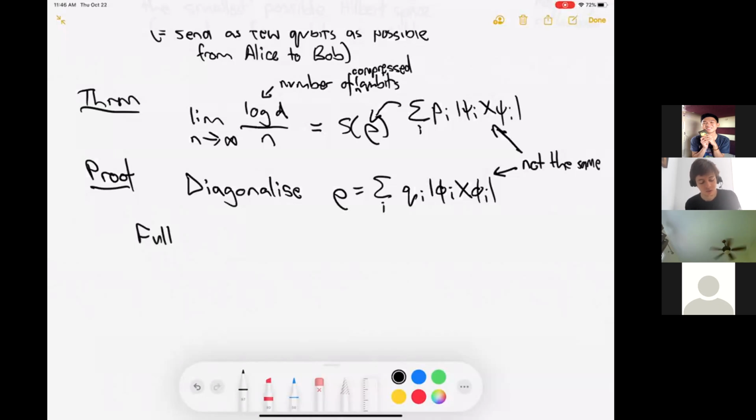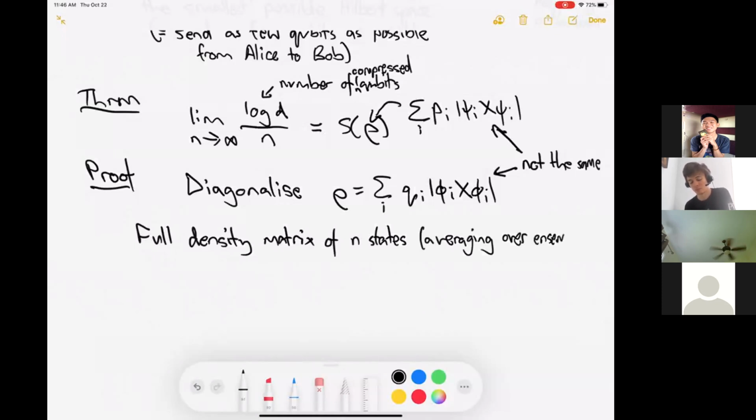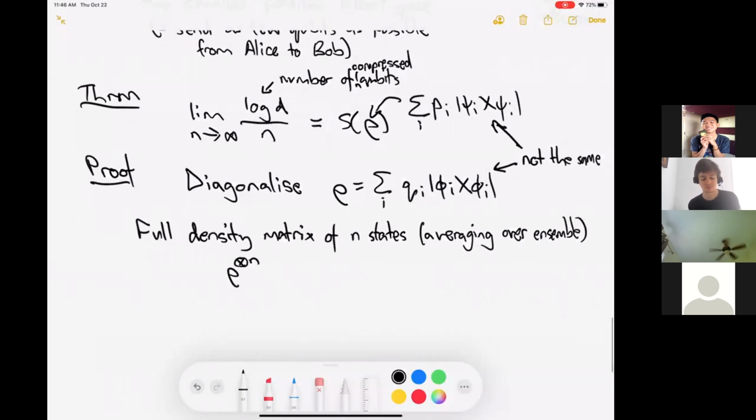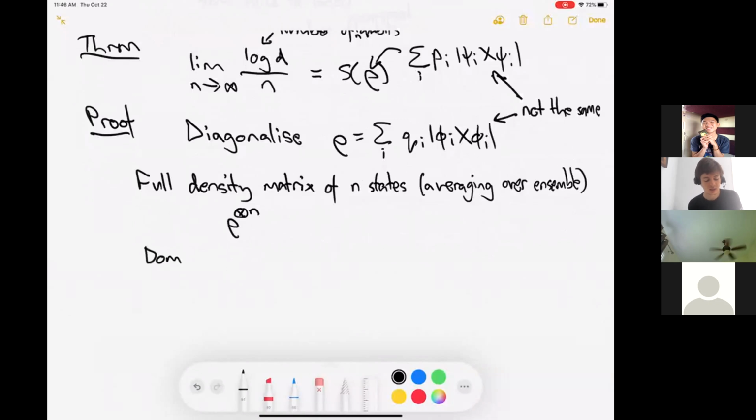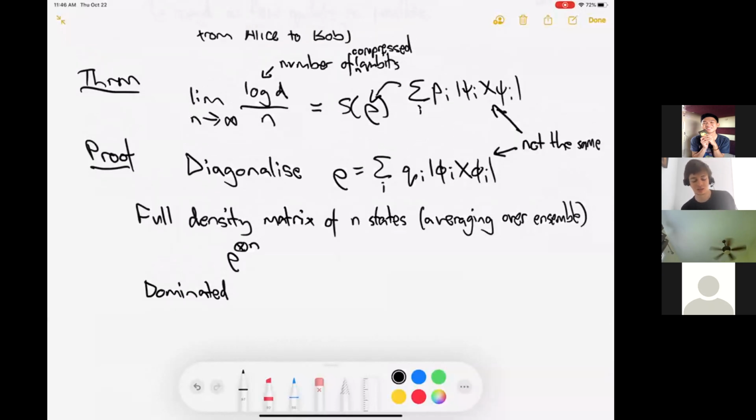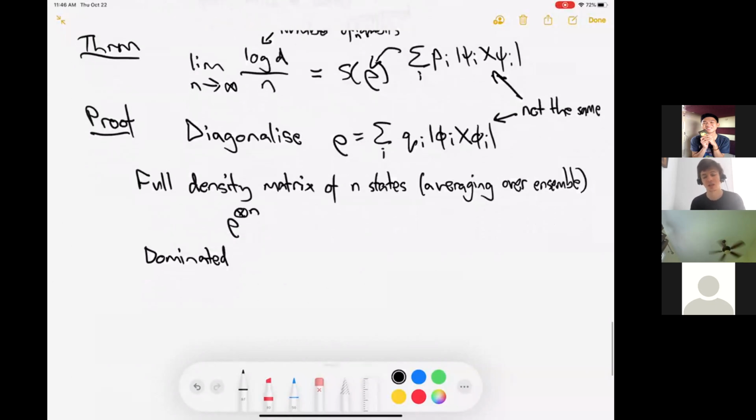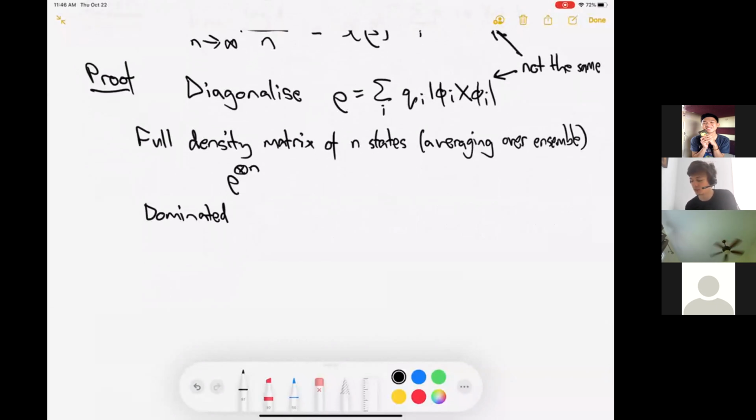So the full density matrix of the n states, where we're averaging over the whole ensemble, is just rho tensor n. And this, for exactly the same reasons involving the law of large numbers, right? The eigenvalues of rho tensor n are just like eigenstates, just products of phi i's, on each of the n copies, a different i maybe on each one. And the eigenvalues are just the products of the q's. This is just exactly the same setup with some probabilities and law of large numbers as before.